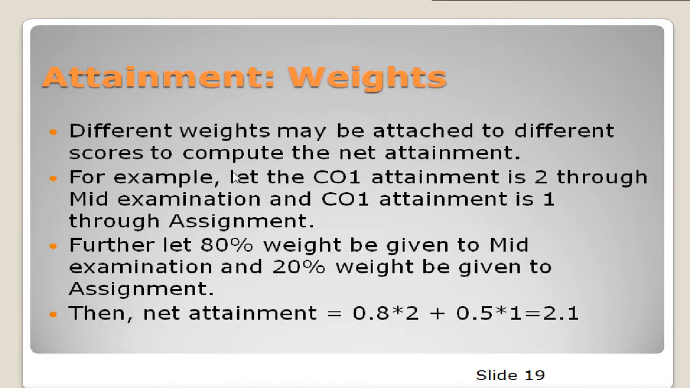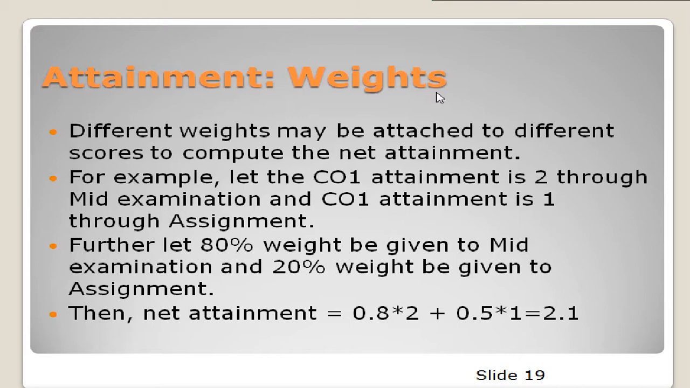With that, we can see that different weights may be attached to different scores. For example, let us say CO1 attainment is 2 through the mid-examination and CO1 attainment is 1 through the assignment. You can give different weights. To make our life simpler, I won't suggest doing this. It will complicate matters too much. For now, we'll go with equal weightages, but in general, be aware that different weightages may be given to different scores.